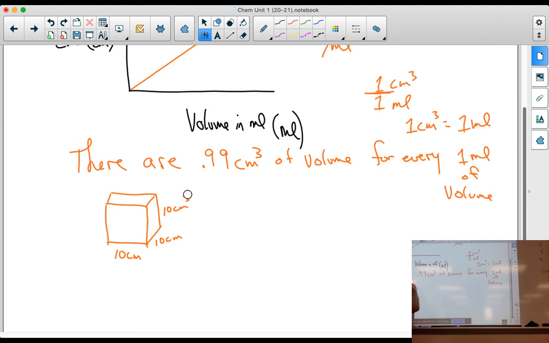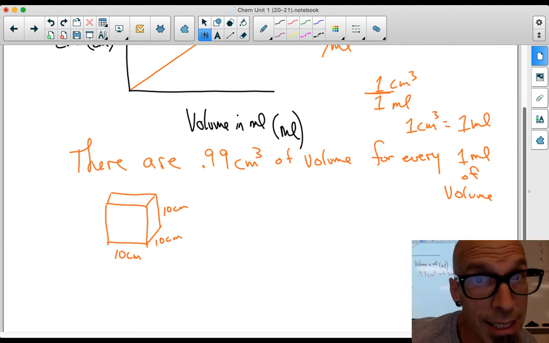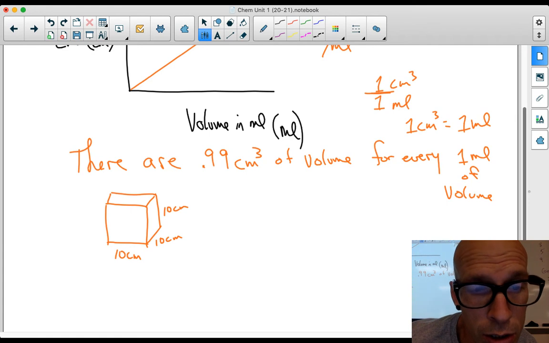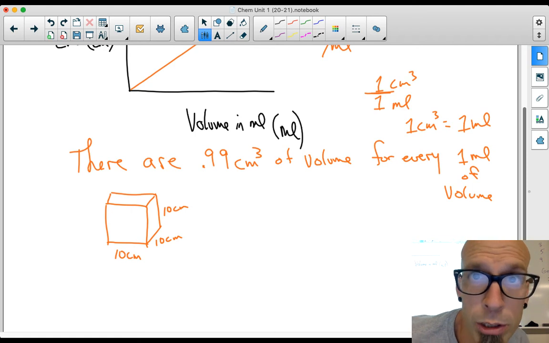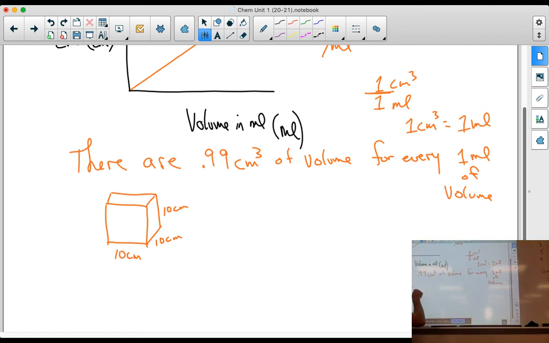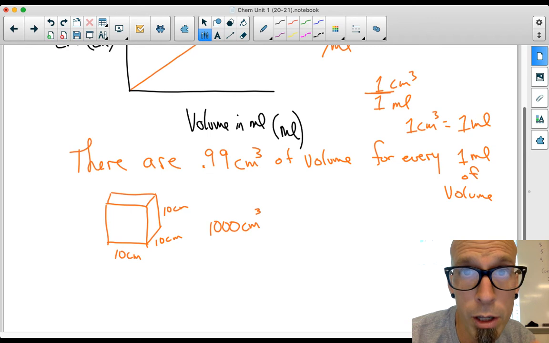If it's 10 by 10 by 10, again, that's a tenth of a meter. So 10 centimeters, 10 times 10 times 10. How many is that? What's 10 times 10 times 10? I hope you know it's 1,000. So that is 1,000 centimeters cubed. That's 1,000 centimeters cubed. And we just said each one of those is equal to what?